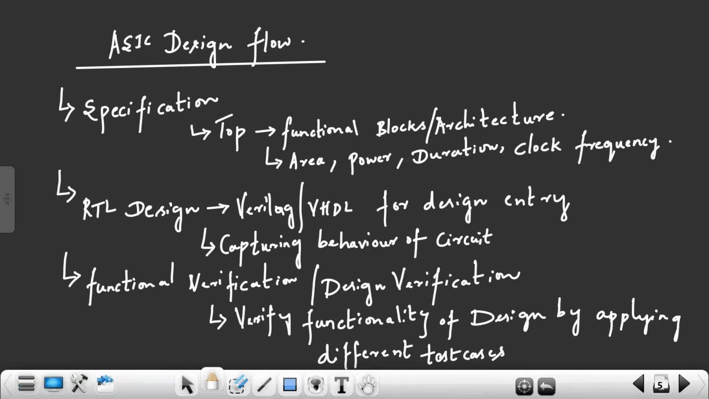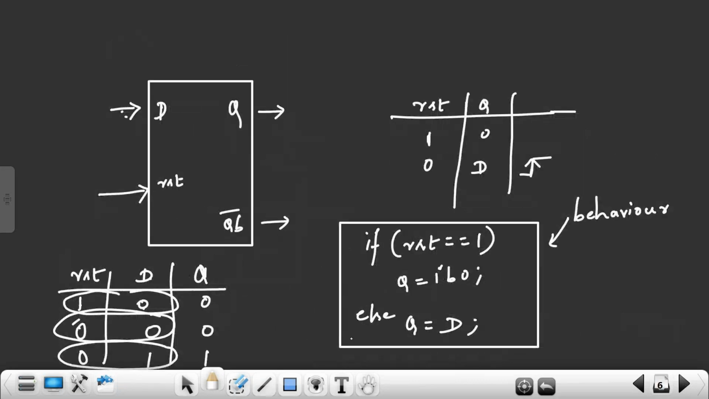So that is the role of the functional verification engineer. Applying the different test cases efficiently so that you are testing each and every part of your design. So if you apply reset as 1, you will only test this, correct? If you apply reset 0, then only you will test this part of code. This is called code coverage.